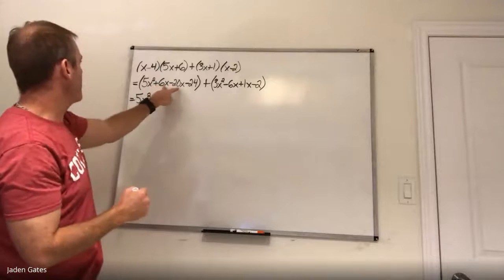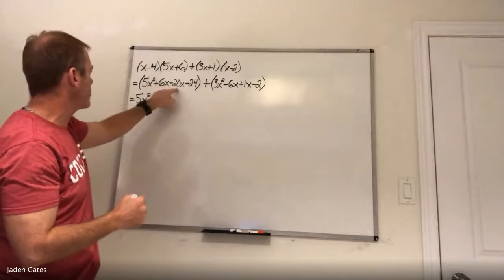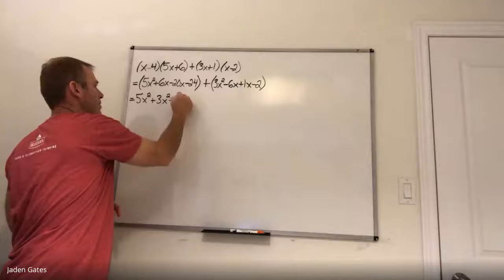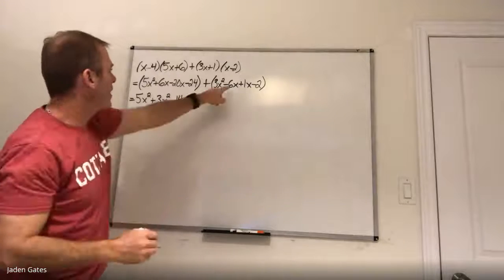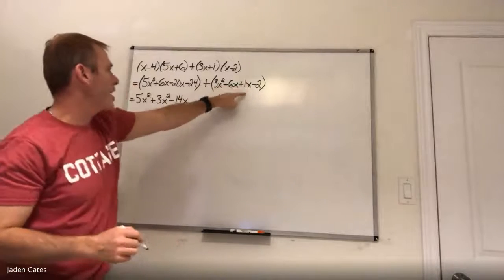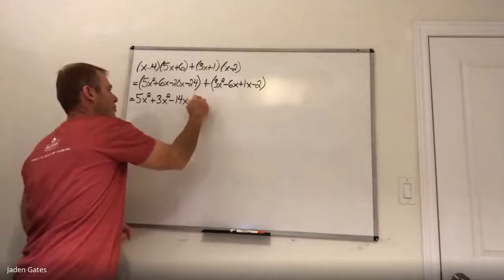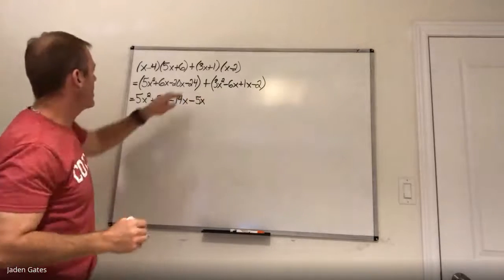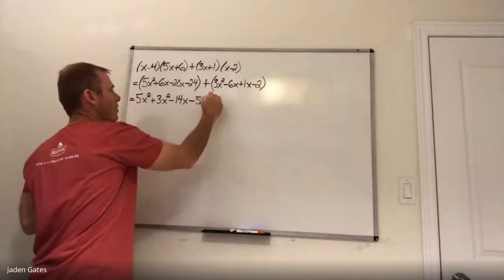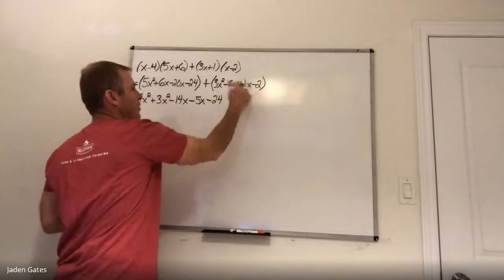Now in the brackets, I'm just going to put these together here. I got a 6x and a minus 20x. That's a minus 14x. All right, and then I got a minus 6x and a plus 1x. Well, that's a minus 5x. So I took care of the x's. Now the numbers: minus 24 and a minus 2.